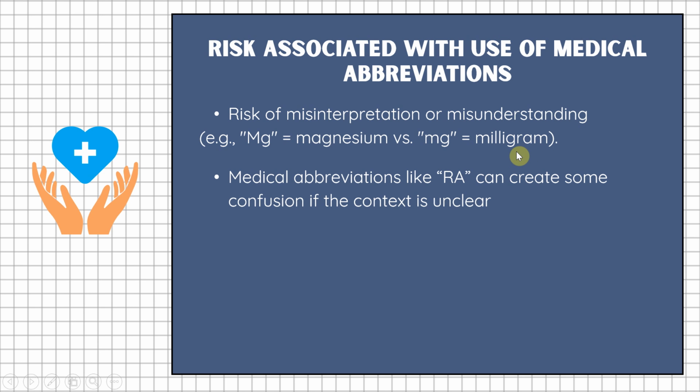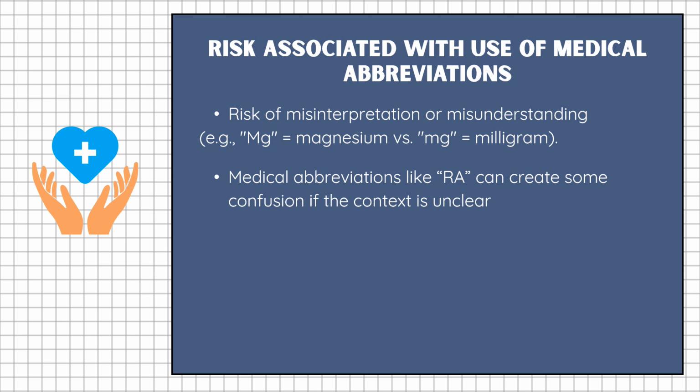Medical abbreviations like RA can sometimes create confusion if the context is not clear. For example, RA means rheumatoid arthritis, and RA can also mean research assistant. So it is very important that one should know the context in which a medical abbreviation is used.